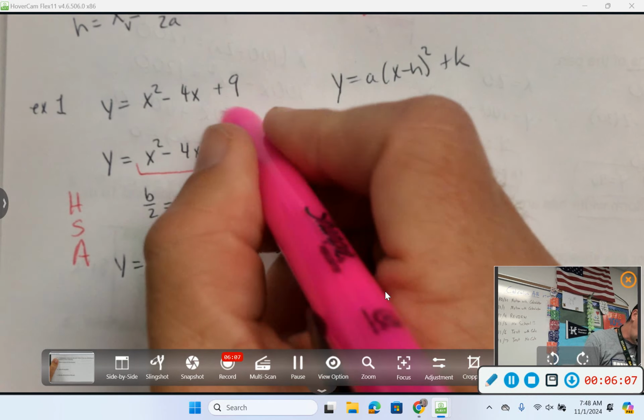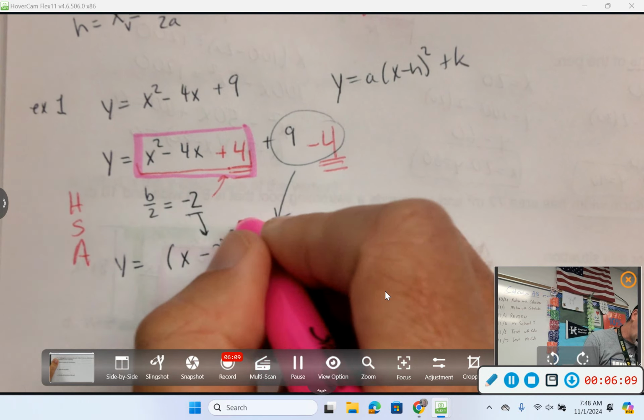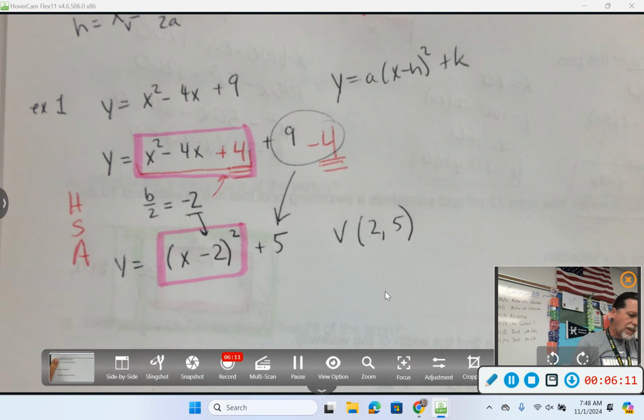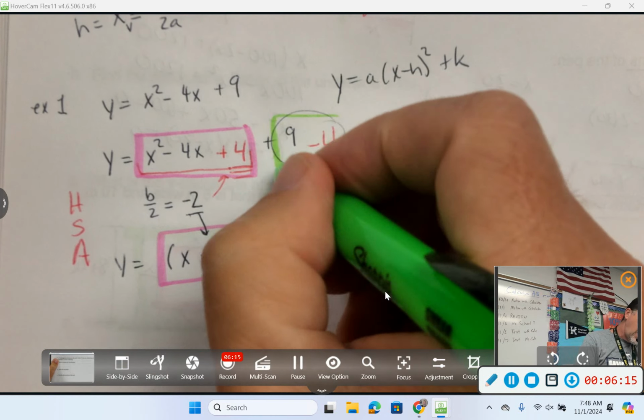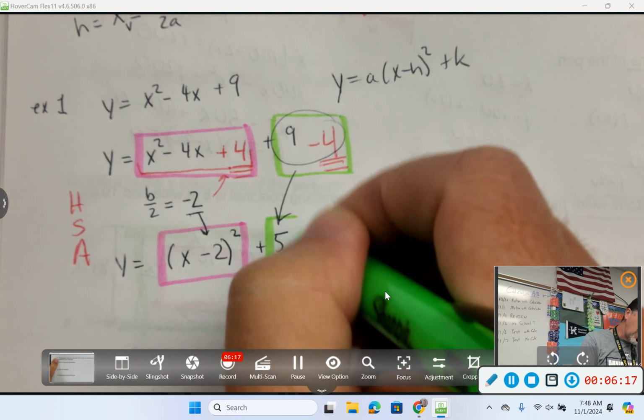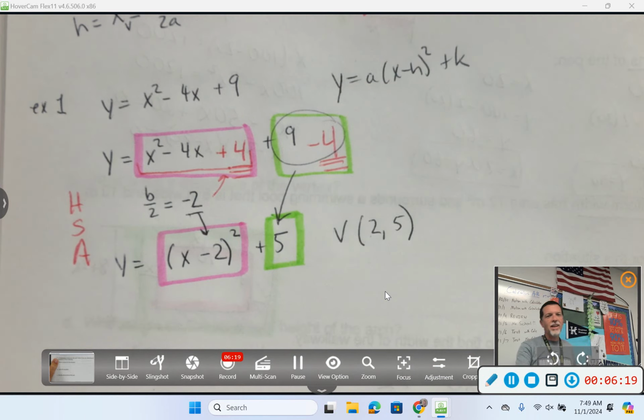Right? This became this. It becomes basically 2 different equations. And this becomes this. Is that better? Okay. That makes sense. Just should have used the highlighters.